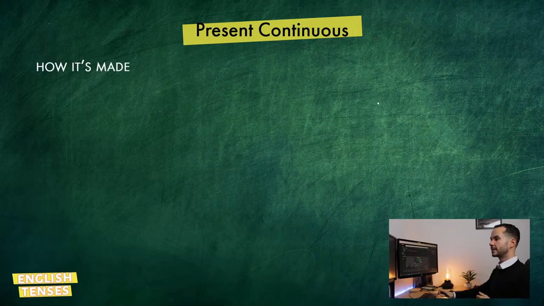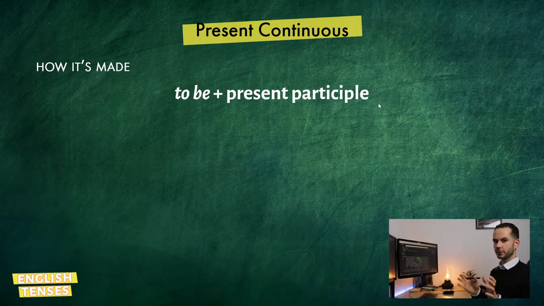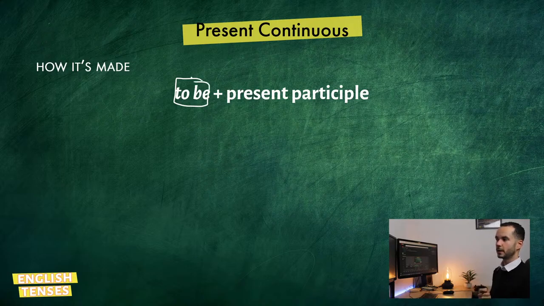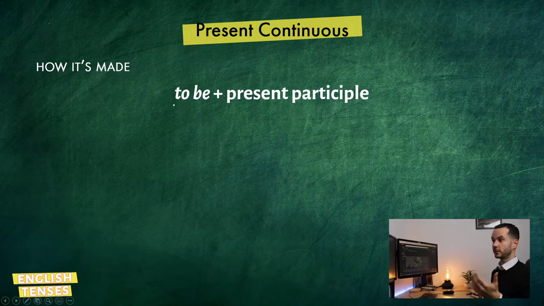So let's look at how we can make present continuous. We make present continuous out of two separate parts. With present simple, we had the auxiliary verb to do when we made questions and when we made negations. For present continuous, we have the auxiliary verb to be, and we need it in every form. So that means that for affirmative sentences, questions, and negations, we need to have to be in there.